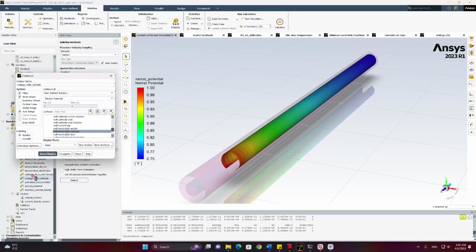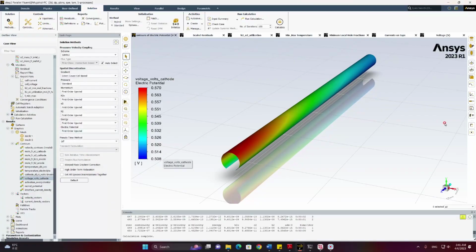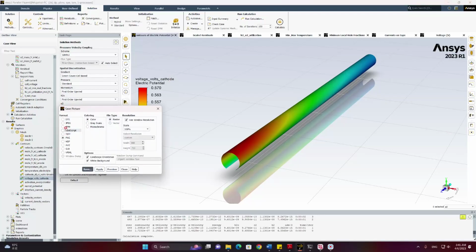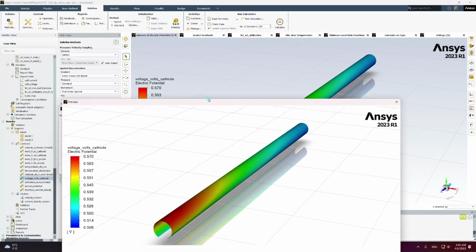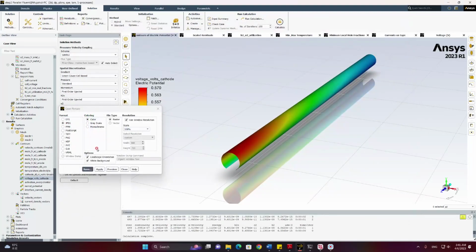Voltage in volts at the cathode and the cathode side. So here it's a good time to take all the pictures also. You can take the pictures from the save picture tool, and from there you can get a JPEG or PNG image. I prefer JPEG, with 100% window resolution and a white background. If you preview it, you get a much better, very beautiful picture that can be put directly into the manuscripts.